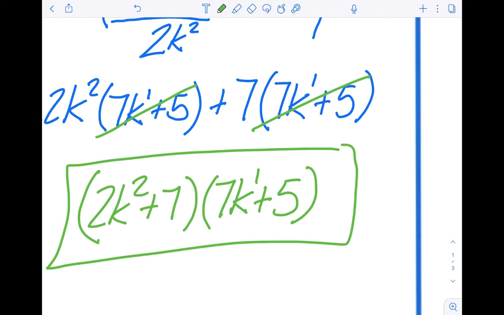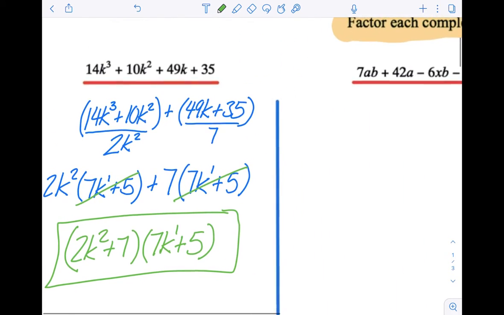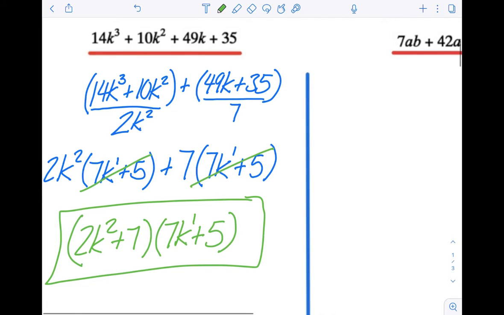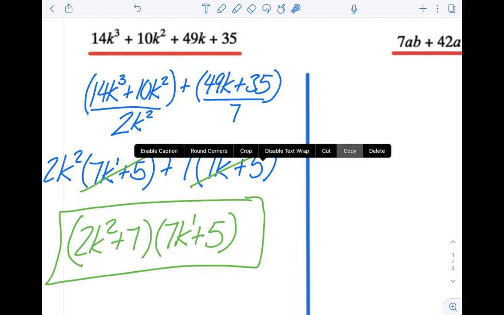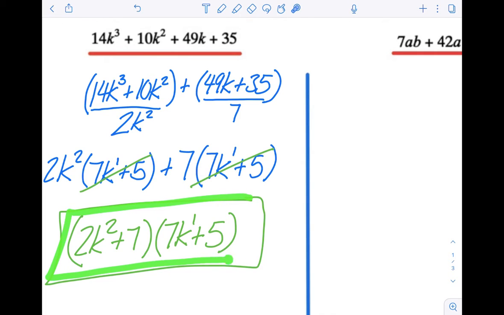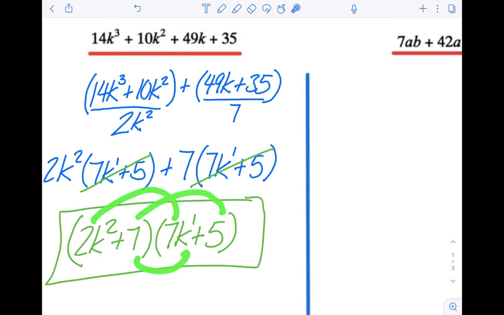And that right there, kiddos, is our final answer. I have factored this 4-term, right? These 4 terms, and I factored them to get these 2 binomials. So if I multiply everything together here, if I do the monkey face, I'm going to get this. Perfect, perfect, perfect.